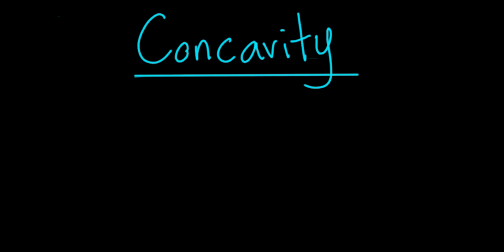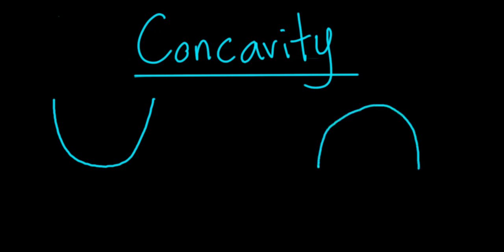Now, concavity is another thing that's going to help us understand the shape of a graph without actually having to use a calculator and look at the graph, right? How is it going to help us? Well, we have two things. We have concave up and concave down, right? So a graph can be concave up and it'll look like this. Or we can have a graph that's concave down and it might look like this. And it kind of looks like the minimums and maximums we've been working with, right?